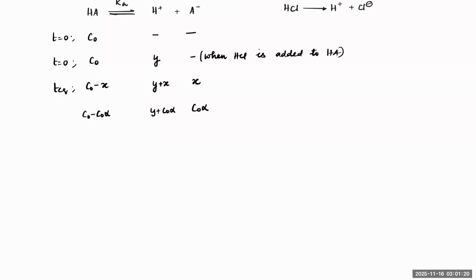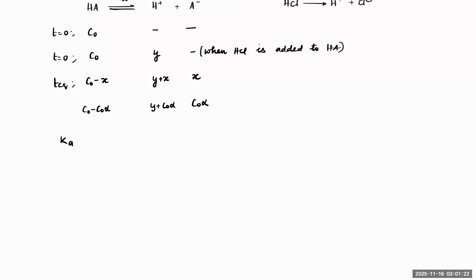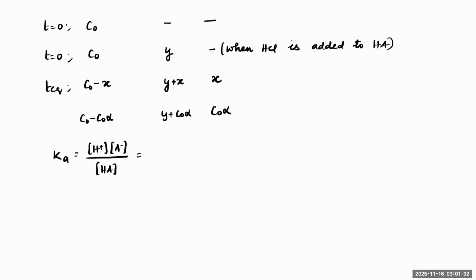And now, what will be the K value? K value will be equal to H plus ion concentration into A minus ion concentration divided by HA, which is equal to Y plus C naught alpha concentration multiplied by C naught alpha concentration divided by C naught minus C naught alpha concentration. Okay. You know for a fact that alpha value will be very, very small this time, I mean, very low value this time.